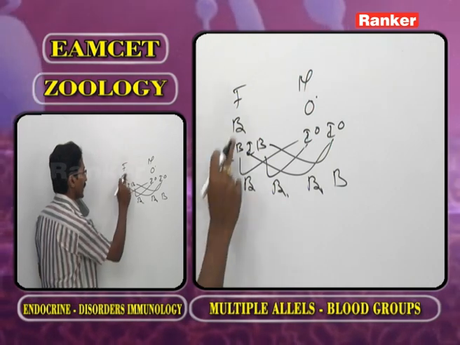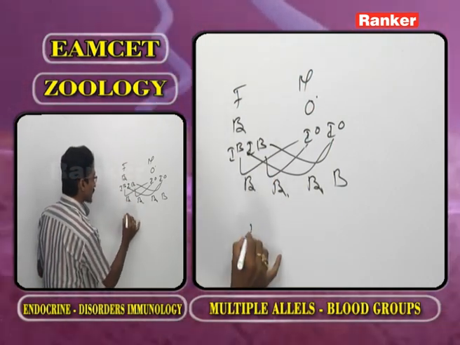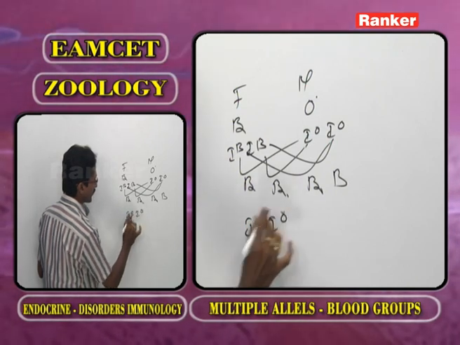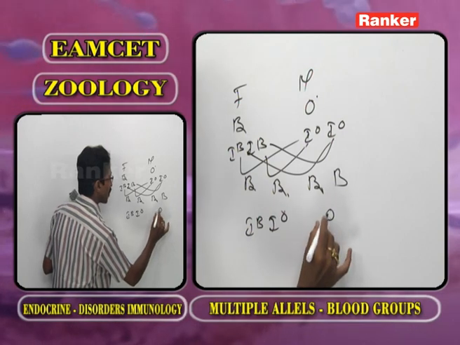Again we go. If the father's blood group is B and the father is heterozygous, you have to observe IB IO, and the mother has O blood group, that means IO IO.